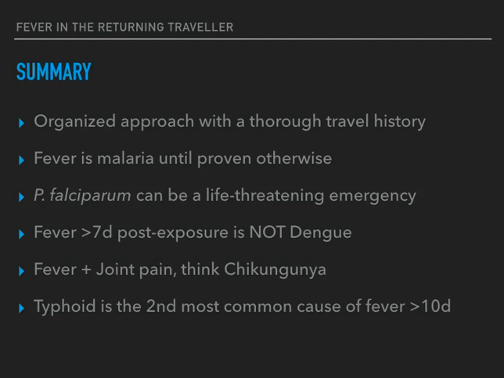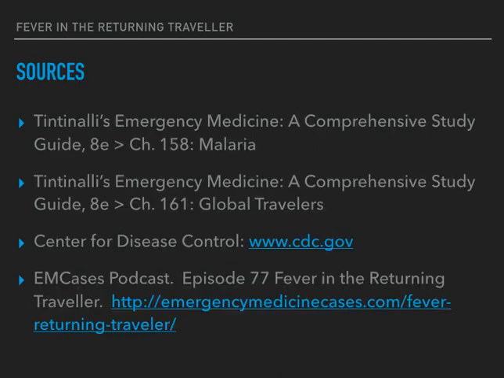Always remember that fever in the returning traveler is malaria until proven otherwise, so that's always got to be on your differential. Make sure you get those thin and thick smears. Falciparum infection can be a life-threatening emergency, especially in non-immune hosts, so these patients always need to be admitted. Fever that occurs greater than 7 days post-exposure is not dengue, as it does not fit with the incubation period of that disease. If your patient comes in with fever and joint pain, think about chikungunya in addition to all of your other things you're going to look for. And then remember that typhoid is the second most common cause of fever lasting greater than 10 days in the returning traveler.